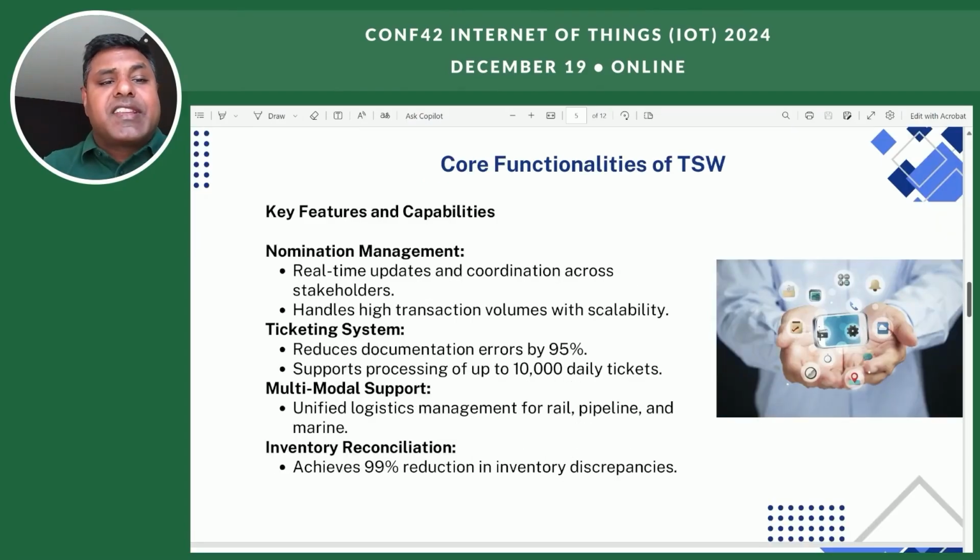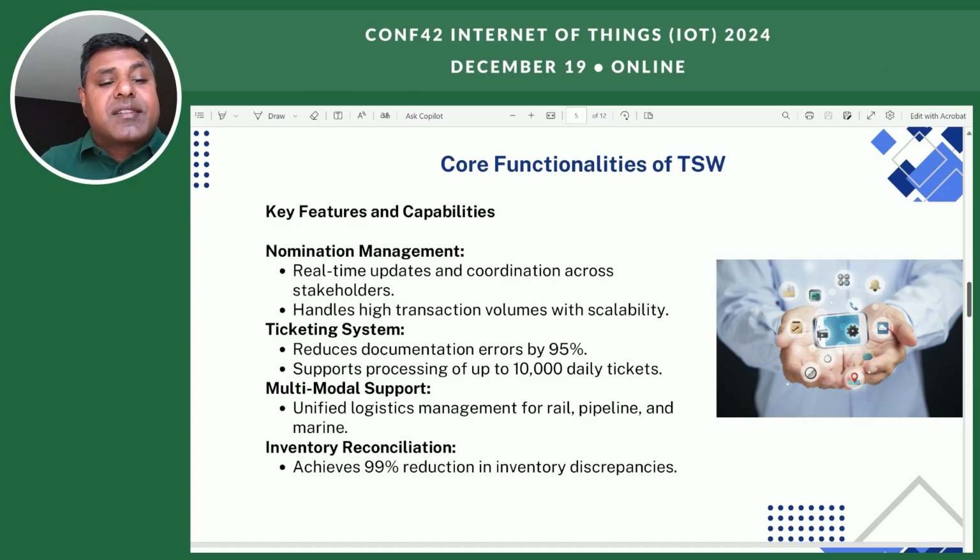The core functionalities of TSW, key features and capabilities: nomination management, ticketing system, multimodal support, inventory reconciliation. We'll discuss in detail the nomination management. Basically, it's a scheduling tool for bulk refined and crude products, either as a purchase, a sale, or a transfer. It provides real-time updates and coordinates across the stakeholders, and handles high transaction values with scalability.